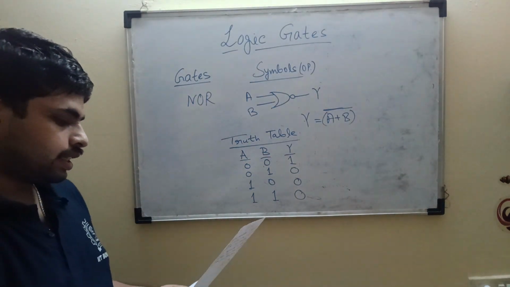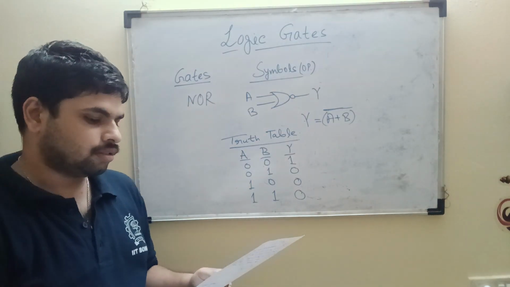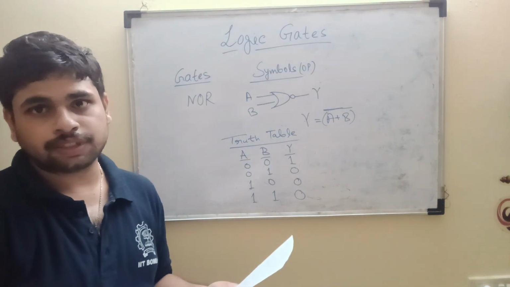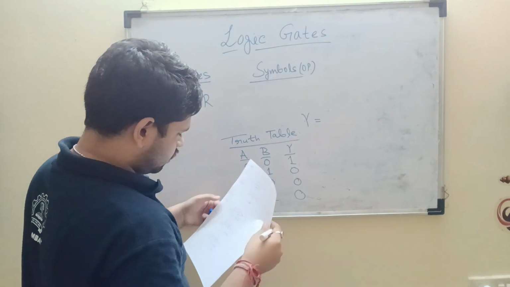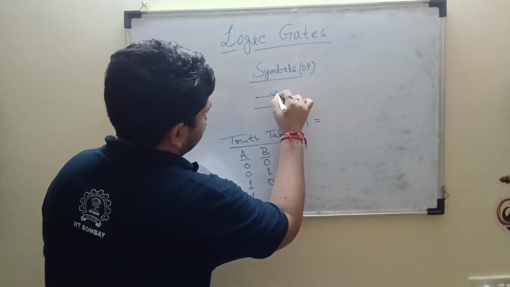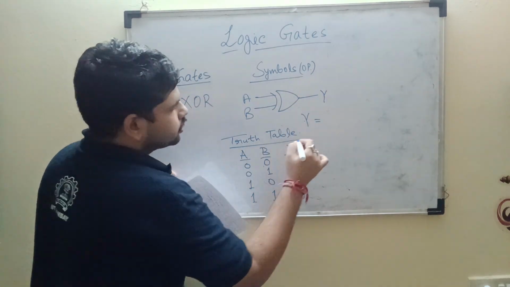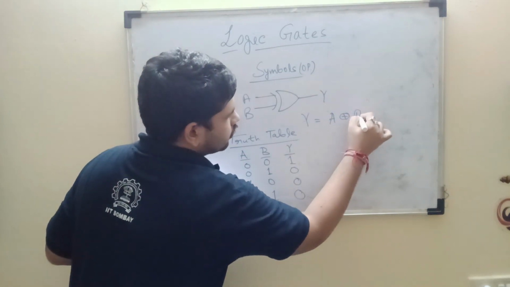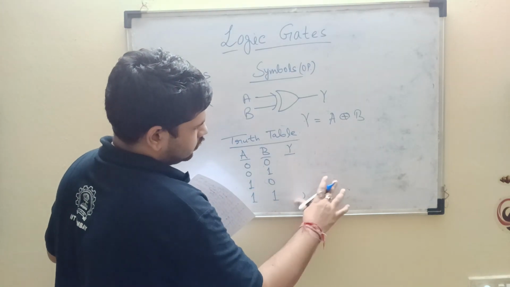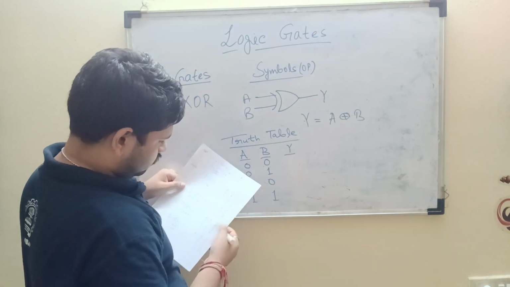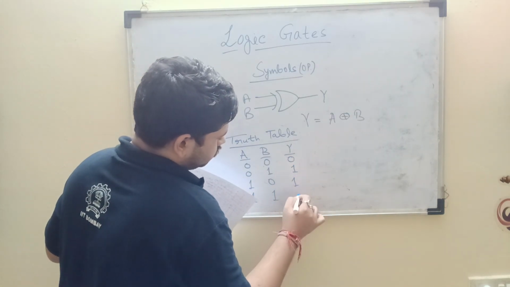Okay, so the exceptional gates are the XOR gate and XNOR gate. We will finally discuss their truth tables in this video. For the XOR gate, the symbol will be like this, and its operation will be A vector plus B. Its truth table is like 0 0 gives 0, 0 1 gives 1, 1 0 gives 1, 1 1 gives 0.